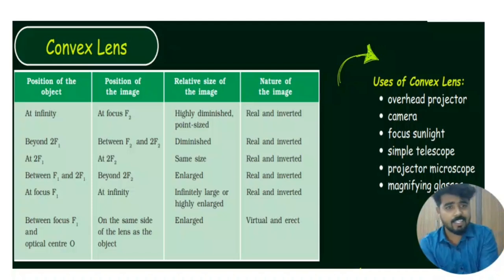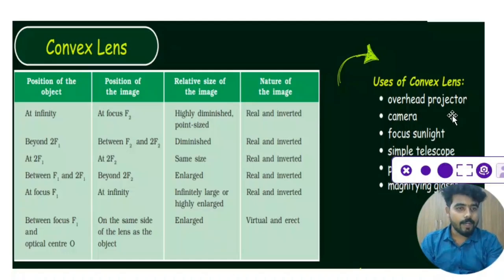Where are we using convex lens? All the places. First one, projector. We are using the convex lens in the projector. What's happening in the projector? In the projector, there is a small display. It magnifies all the things and enlarges the image. So we are going to get the enlarged image on the display board.